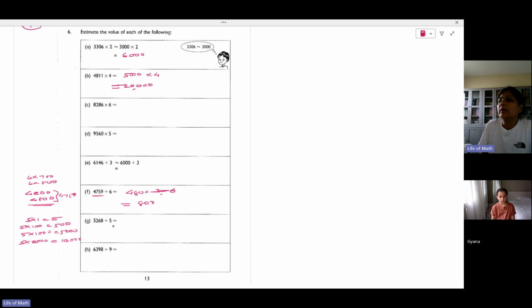We need to look for the number that is close to 5,268, but it's divisible by 5. So this can go to 5,000. Divide by 5, and 1,000 is the answer. Do we understand?